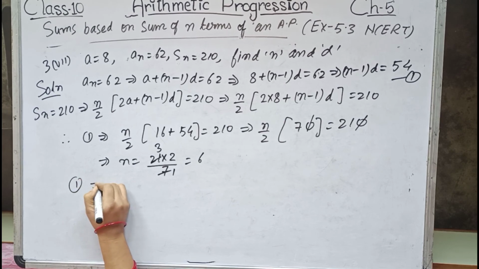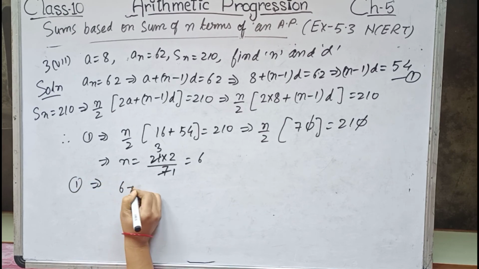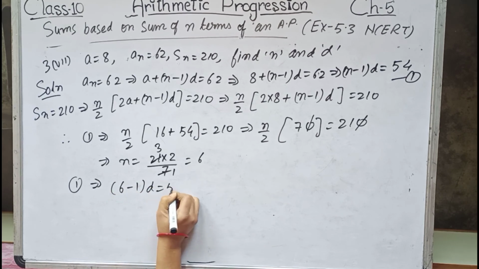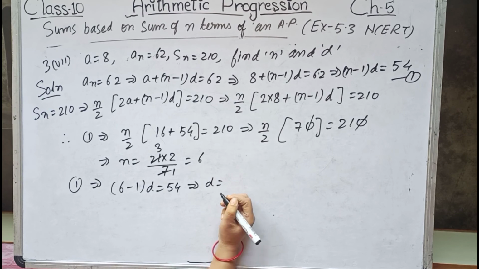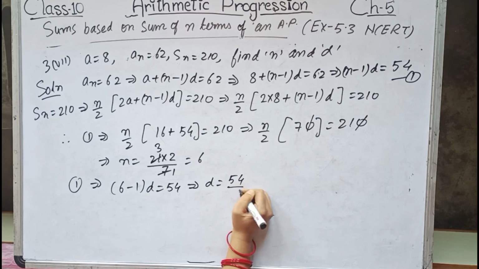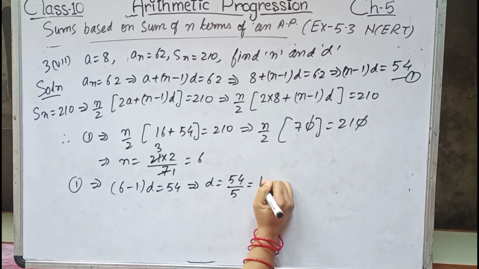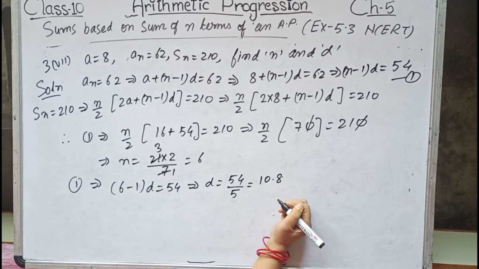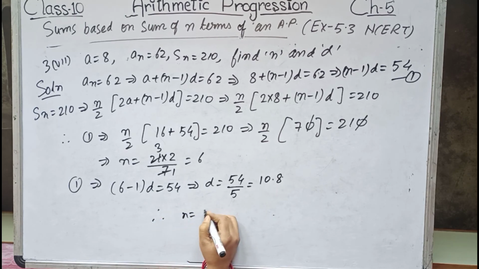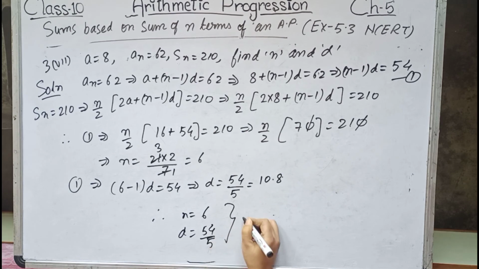So again, 6 minus 1 into D equals 54, implies D is equal to 54 by 5. It is coming as a fraction, 10.8. So 3 number 7: n equals 6, and D is 54 by 5. Yes, this much only is the answer. Therefore n equals 6 and D is equal to 54 by 5, and this only is the answer.